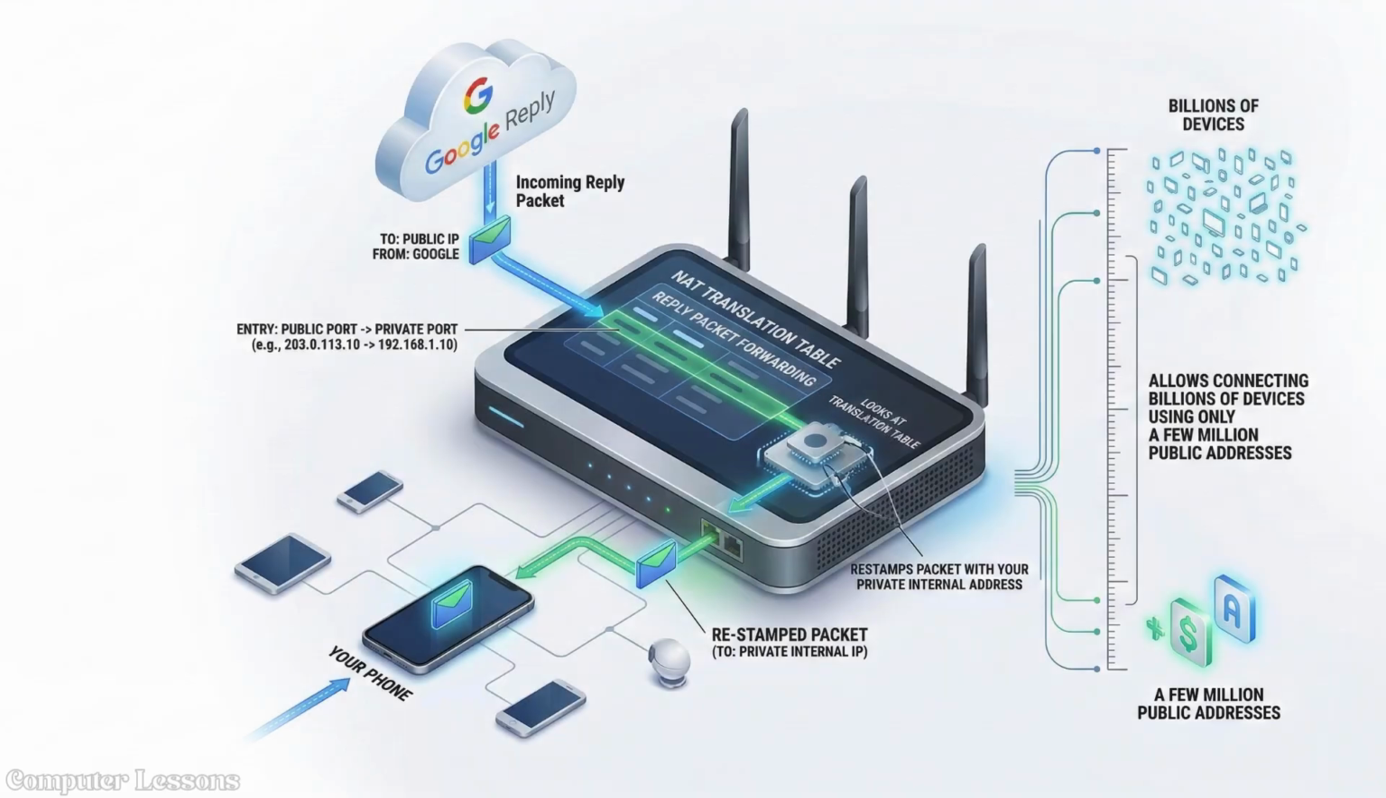When Google sends the reply back, the router remembers which device asked for it. It looks at its translation table, restamps the packet with your private internal address, and forwards it to your phone. This trick allowed us to connect billions of devices using only a few million public addresses.